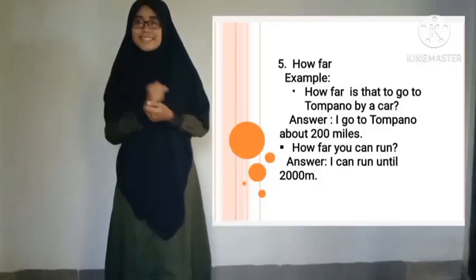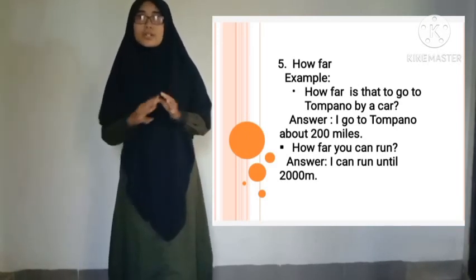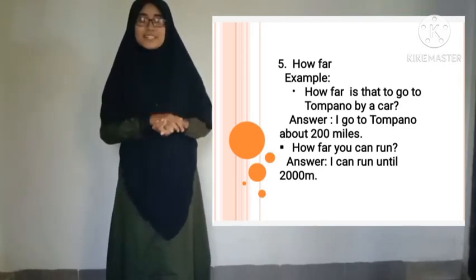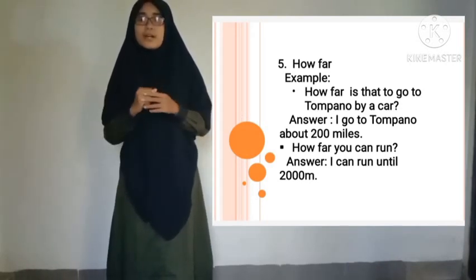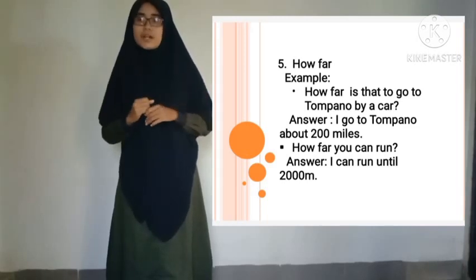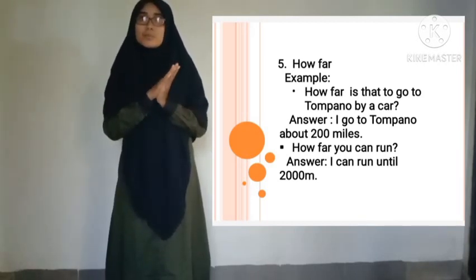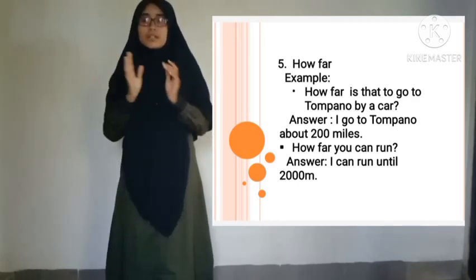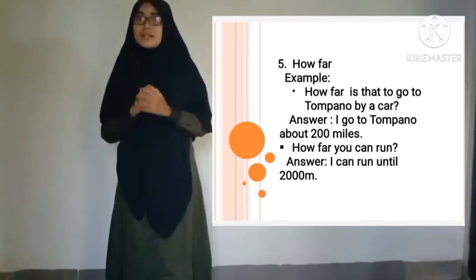Oke, yang terakhir di sini, how far. How far digunakan untuk menanyakan jarak dari tempat yang satu ke tempat yang lain. Oke, contohnya misal, how far is it to go to Tompano by car? You can answer, I go to Tompano about 200 miles, and etc. Kamu bisa membuat contoh yang lain. Dan contoh yang kedua, how far can you run? You can answer, I can run until 2000 meters.